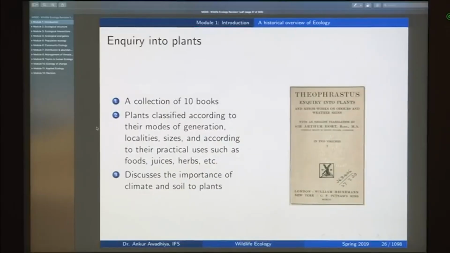He wrote 10 different books, and he has done a lot of work in classifying different organisms based on their modes of generation, locality, size, and so on.